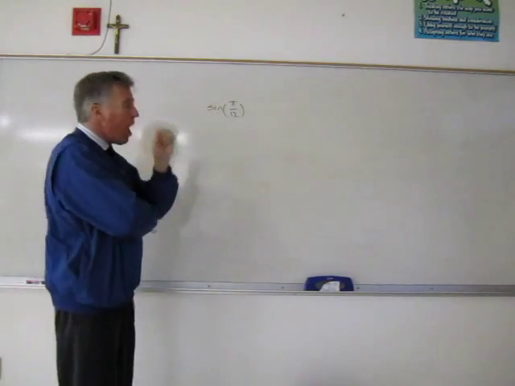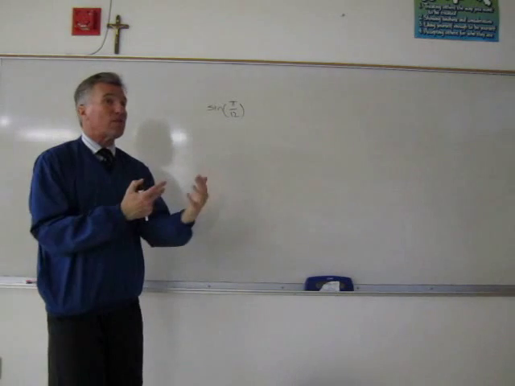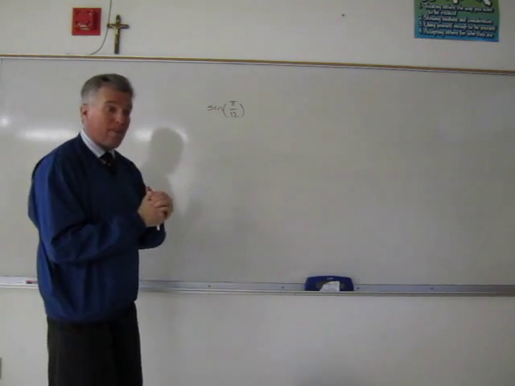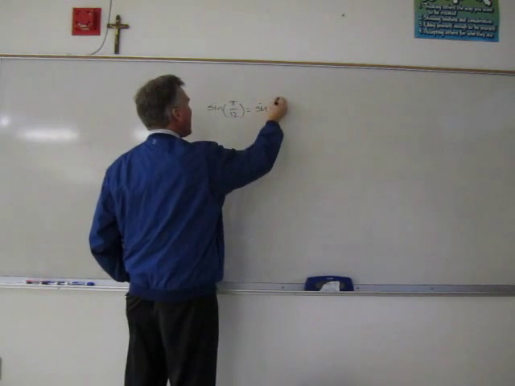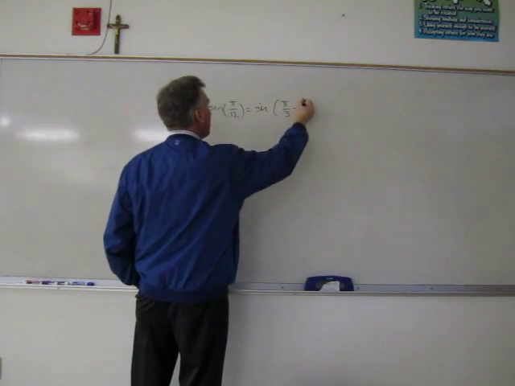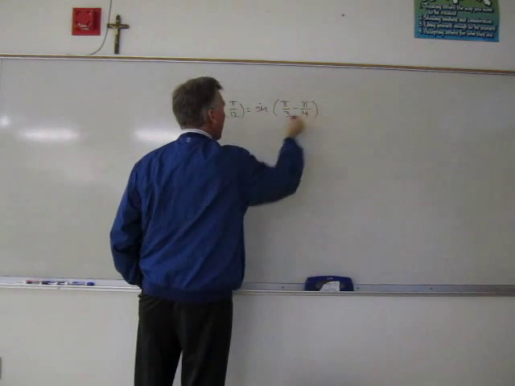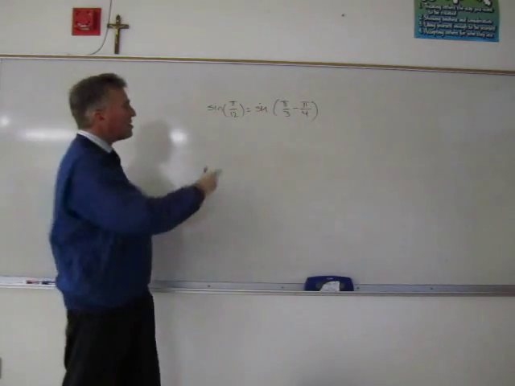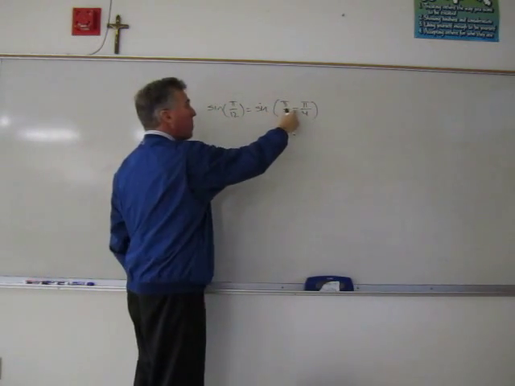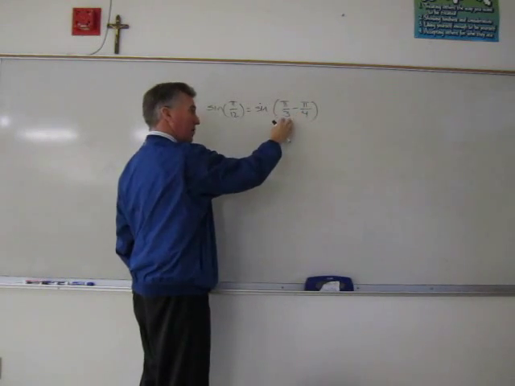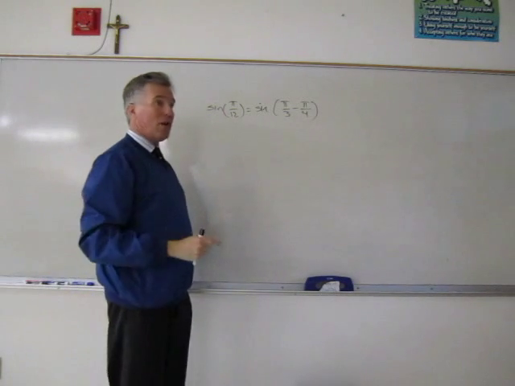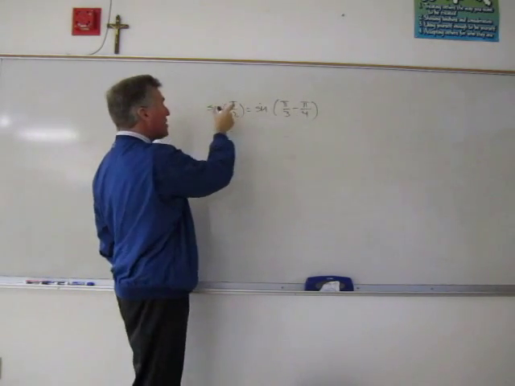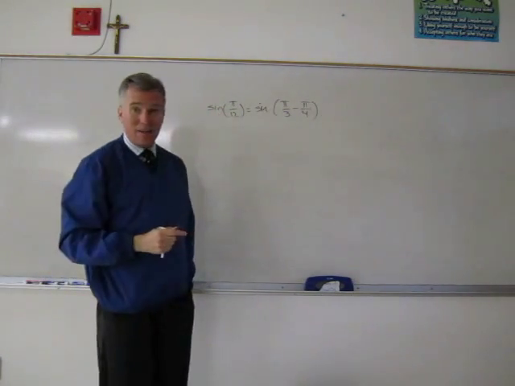I know. I can think of pi over 12 as the difference of 2 common angles from the unit circle. And being the bright math students that you are, you say, oh yes, I can think of this as pi over 3 minus pi over 4. Look at that, because this is 4 pi over 12 minus 3 pi over 12. And 4 pi over 12 minus 3 pi over 12 equals what? Pi over 12. So then the sine of this angle must be the same as the sine of that.